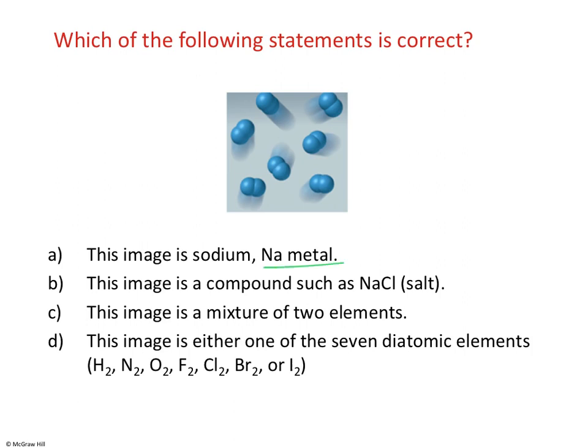Okay, so it's not going to be sodium metal because that would just be one element. If it was sodium chloride, it would have to be something like 2 elements, and they would be 2 different colors. A mixture of 2 elements, no, because there's not other. Could it be one of the diatomics? Yes.